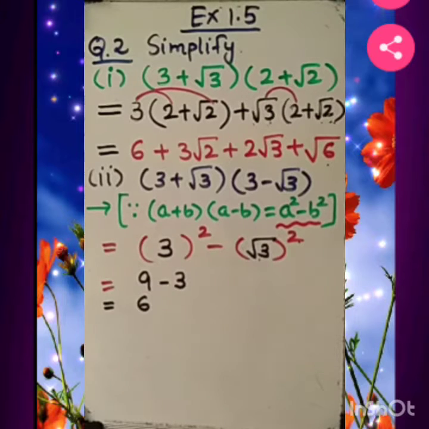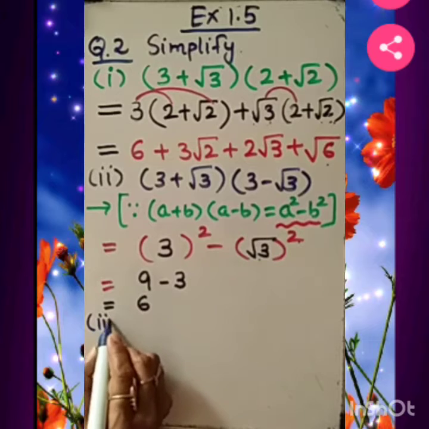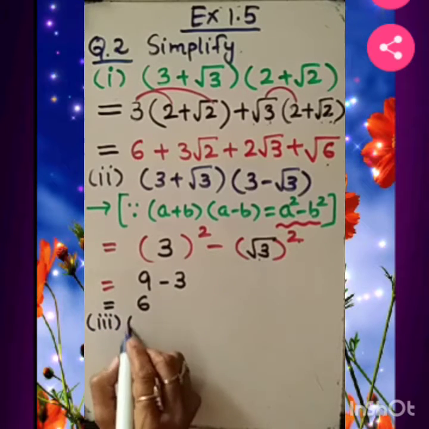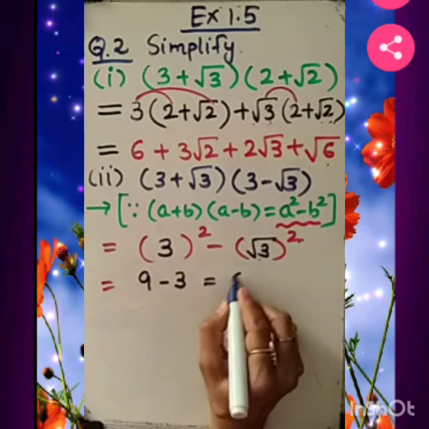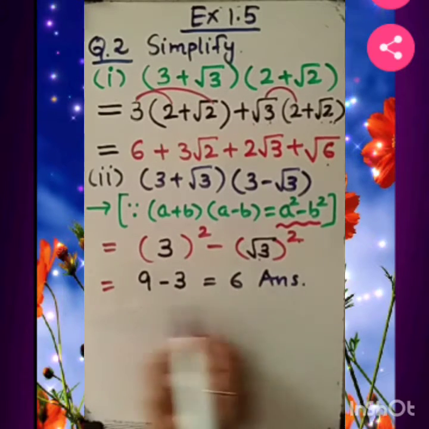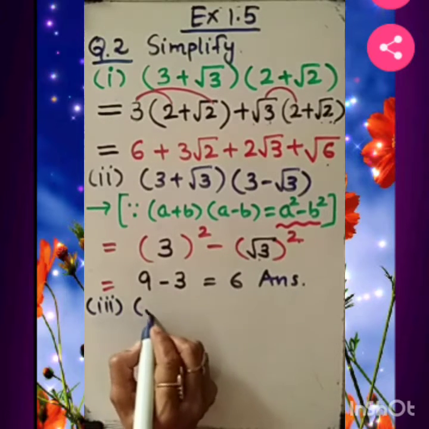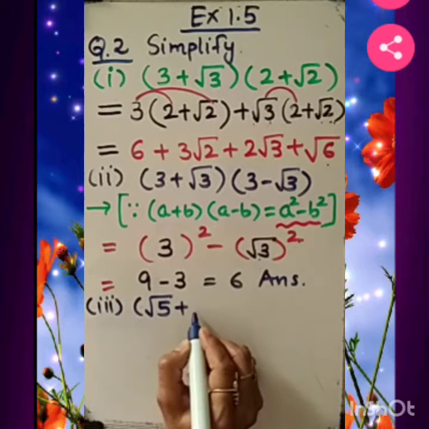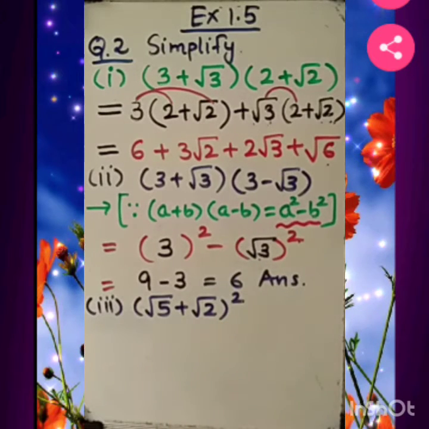Okay. Let's work out the third one. Let me write the answer of this, 6, here. Now let's work out the third. According to the question, the third one we are given is under root 5 plus under root 2, whole square. This is also an identity, the identity of a perfect square. If you remember, this is the square.